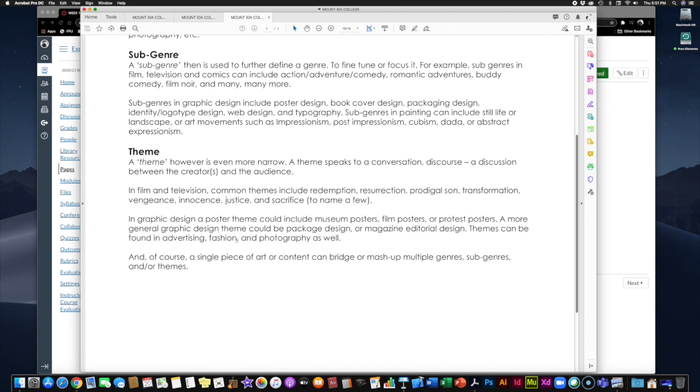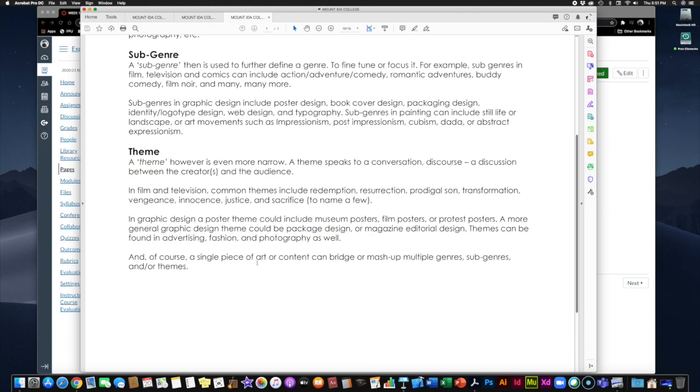Now, in graphic design, right, so graphic design is our genre, poster design is your subgenre, but then you can have themes of posters that fall under that. You could design a poster just for a museum, or for a film, or for a protest. All of those are different themes. They're all still posters, and they're all still graphic design. So that just narrows it down even further. However, there can be more general themes in graphic design, like package design or editorial design.